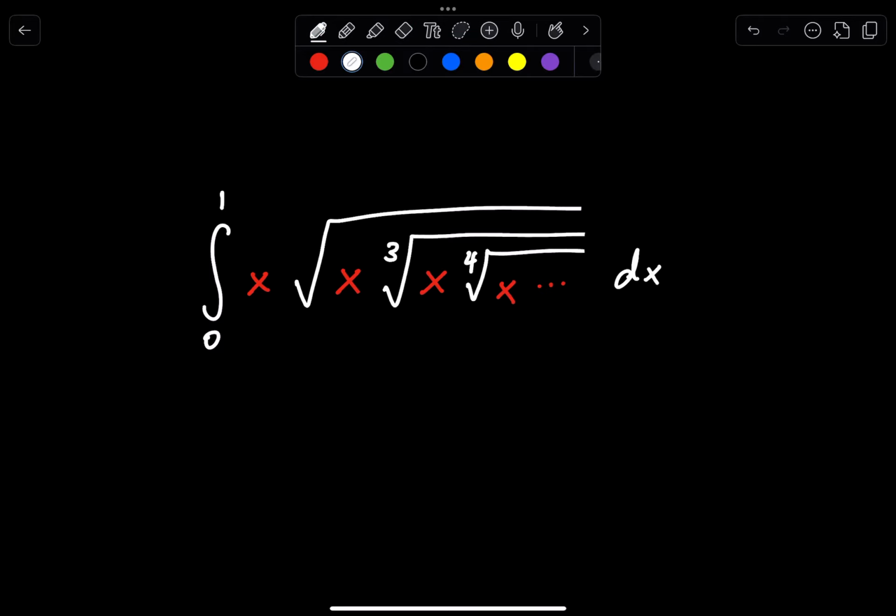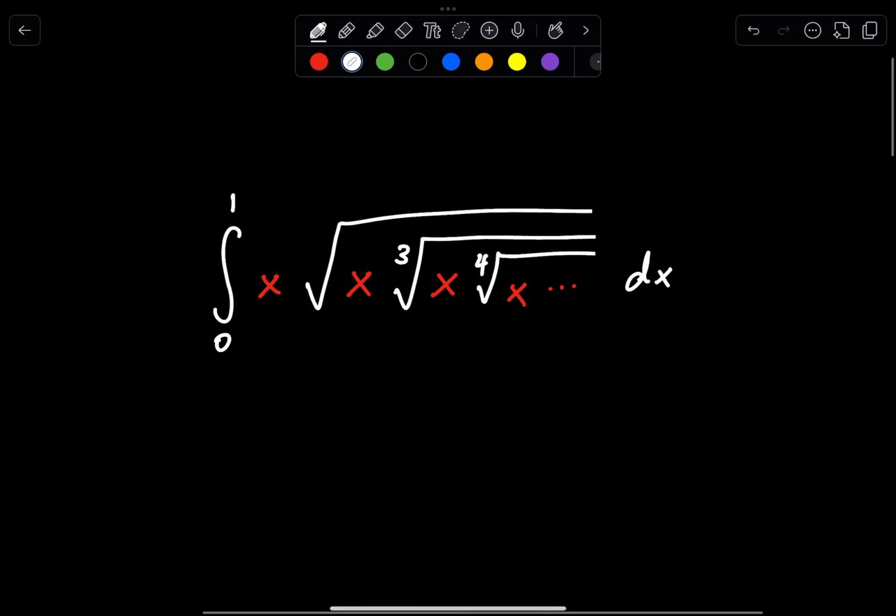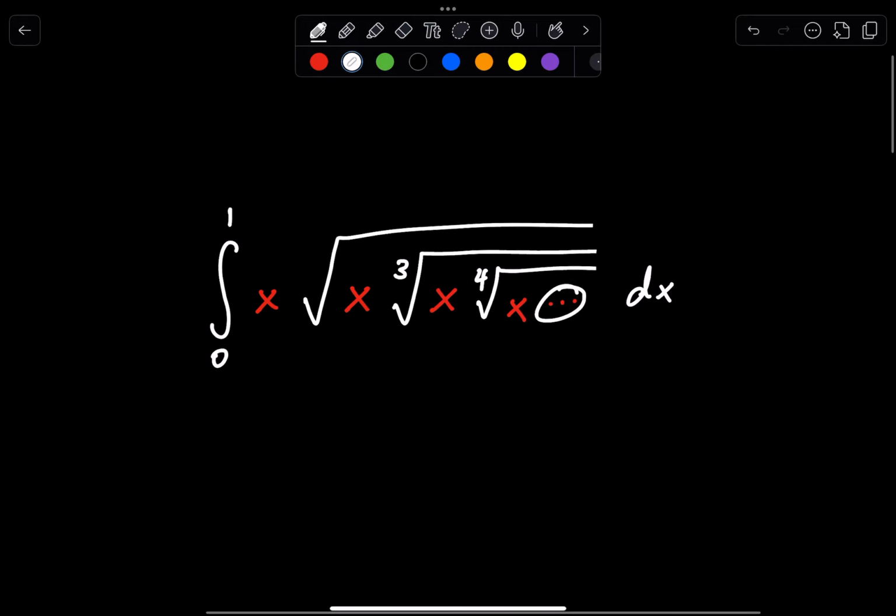Today we're going to be solving a really daunting problem, so let's get right into it. For today's problem, we have the integral from 0 to 1 of x times the square root of all of this, and inside that square root is x, times the cube root of x, times the fourth root of x, and so on and so forth. This means that this goes on for an infinite number of terms, making this integral pretty difficult. So let's see the solution.